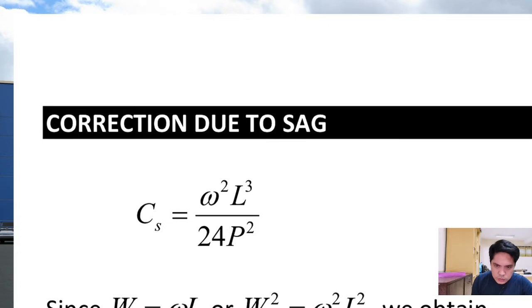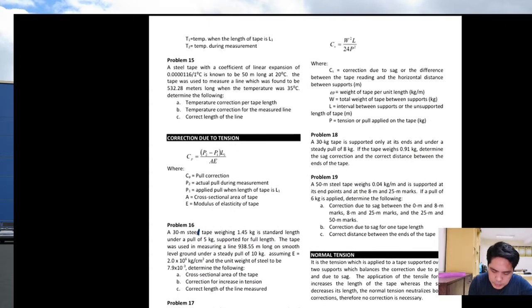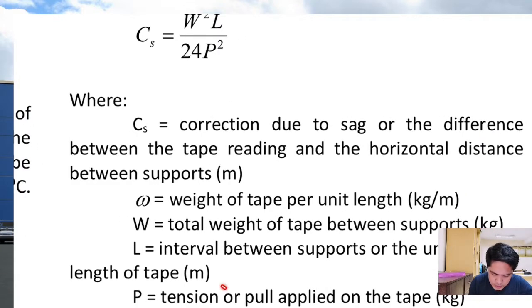Okay, we use a similar formula in which the weight is equal to the unit weight times the length. This is the unit weight of the tape times the nominal length of the tape, or if it used the whole tape length, then this is nominal length. If it used a portion of that tape or just a fraction or a part of that tape, then that would be your length. Okay, over 24p, and P is the tension or pull applied during measuring.